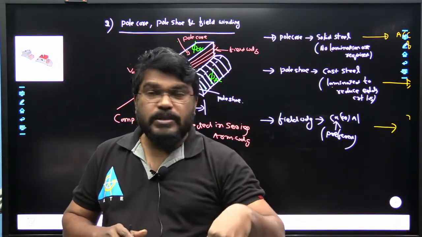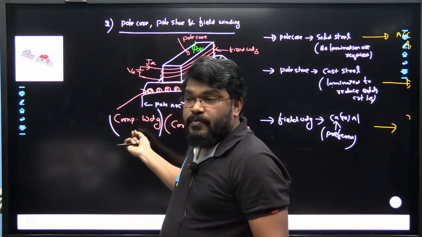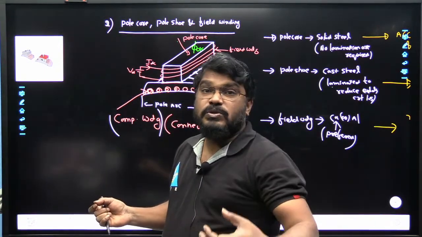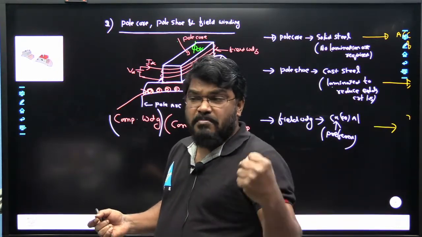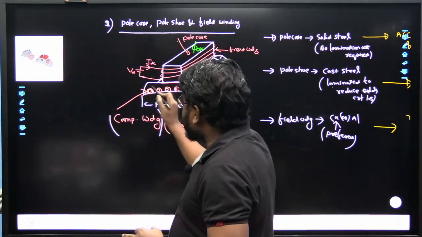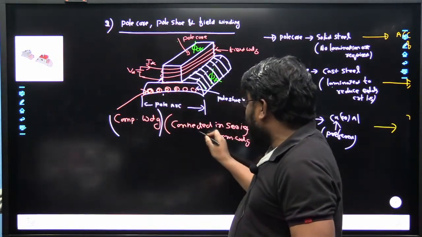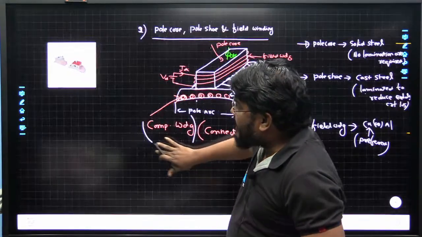The pole shoe accommodates the compensating winding, which is used to neutralize the armature reaction and to improve the commutation process in the machine. What armature reaction and commutation mean, we will discuss later. But the compensating winding is always placed in the pole shoe, and it is connected in series with the armature winding. So this is the exact structure.